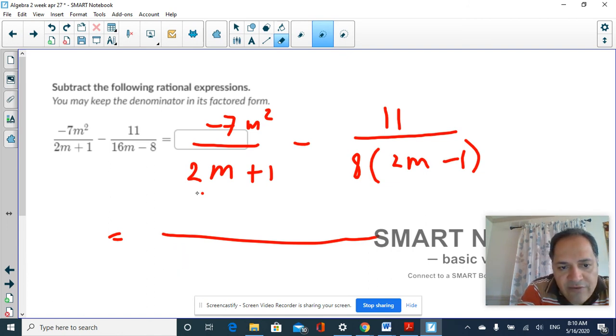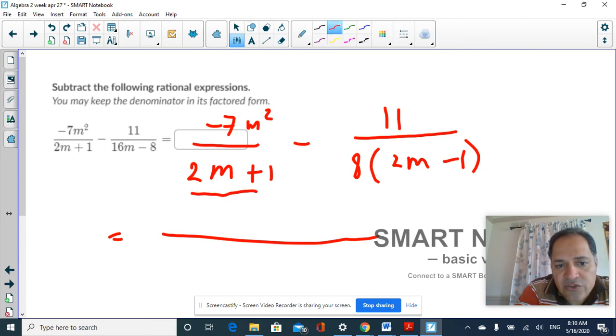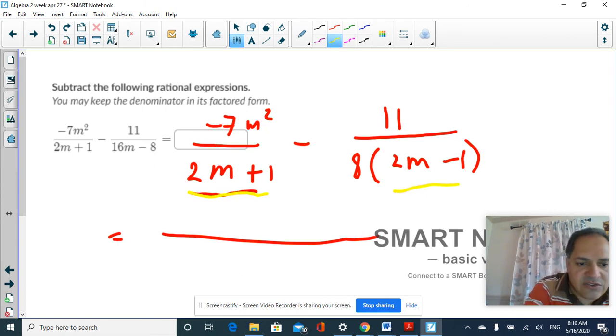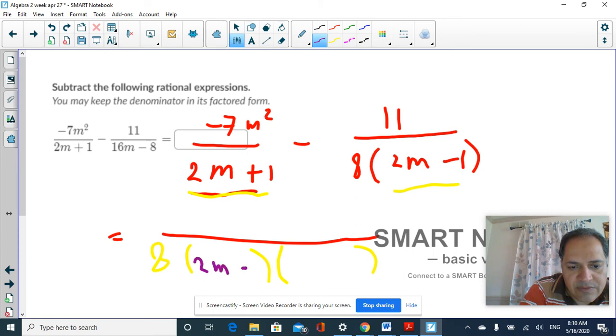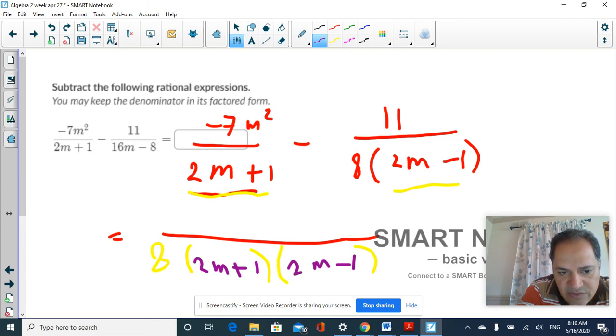So now we have three terms. The first term is what? 2m plus 1, 2m minus 1, and 8. So 8, 2m plus 1, and 2m minus 1. What are we missing here in the top? Yes, 8 times 2m minus 1, so you can cross multiply.